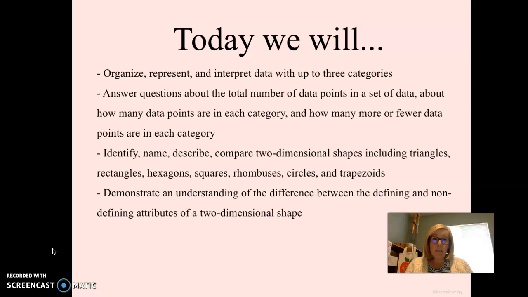Today we will organize, represent, and interpret data with up to 3 categories. Answer questions about the total number of data points in a set of data, about how many data points are in each category, and how many more or fewer data points are in each category. Identify, name, describe, compare two-dimensional shapes, including triangles, rectangles, hexagons, squares, rhombuses, circles, and trapezoids. Demonstrate an understanding of the difference between the defining and non-defining attributes of a two-dimensional shape.